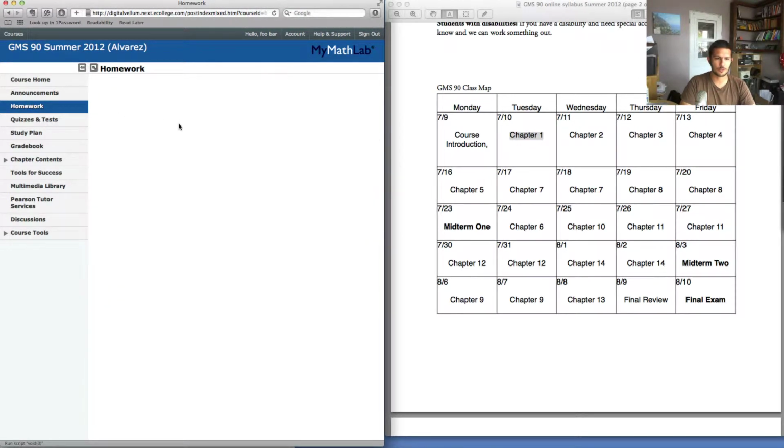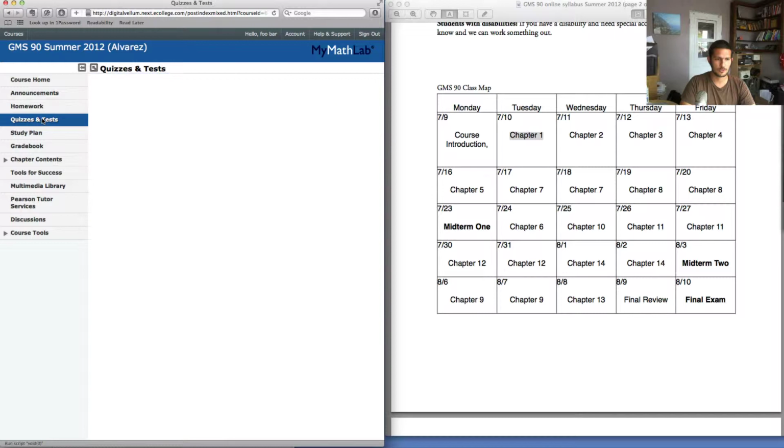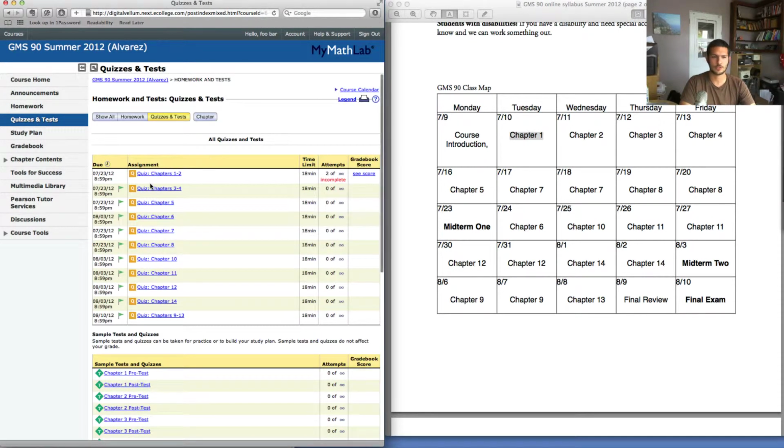Then what you want to do, once you're finished with the assignment, so let's say you're finished with chapters 1 to 2, is take the quiz for chapters 1 to 2. Every assignment has a quiz associated with it. You can take the quiz, and at the end you'll get your grade for the quiz. And just remember that you can take the quiz over and over.